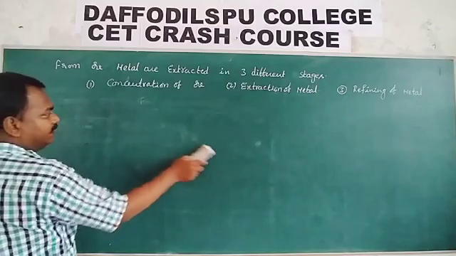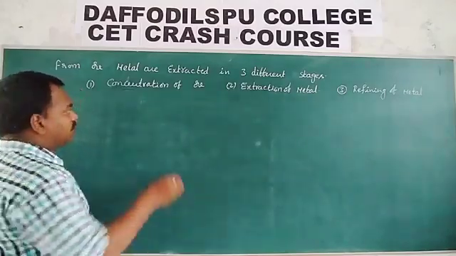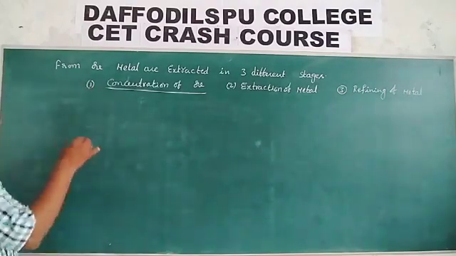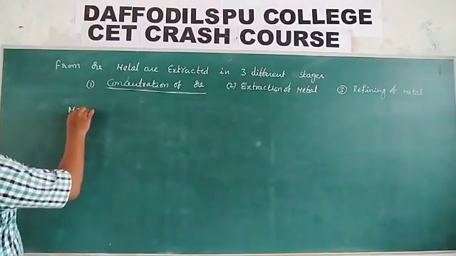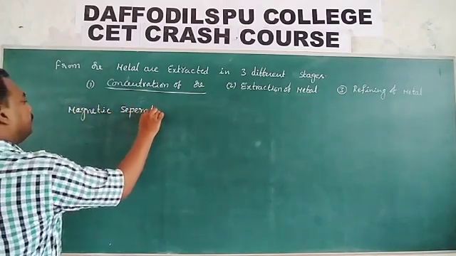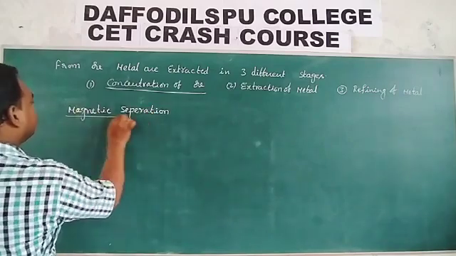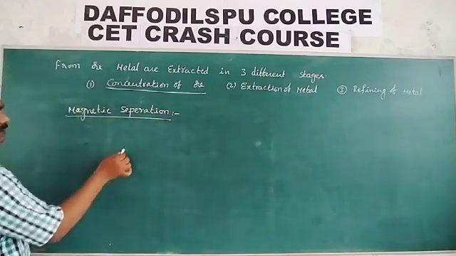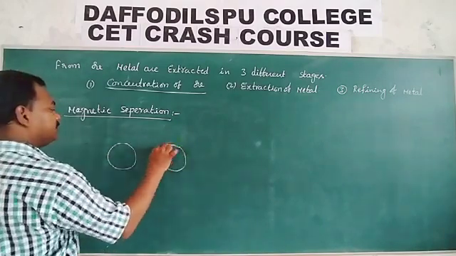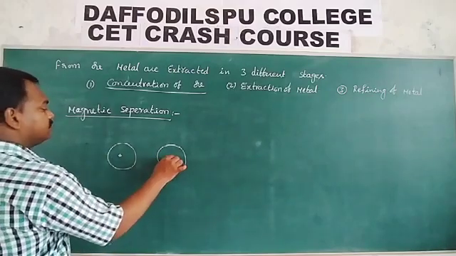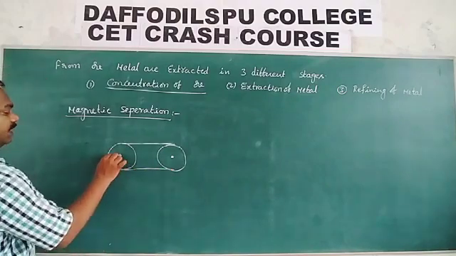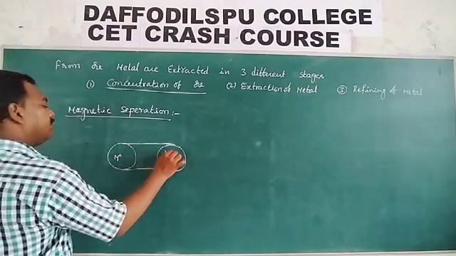Next, we will look at another method in concentration of ore, dressing of ore, and that one is magnetic separation. This magnetic separation method contains two revolving drums. Among these two revolving drums, one of the drums is magnetized, another drum is non-magnetized.